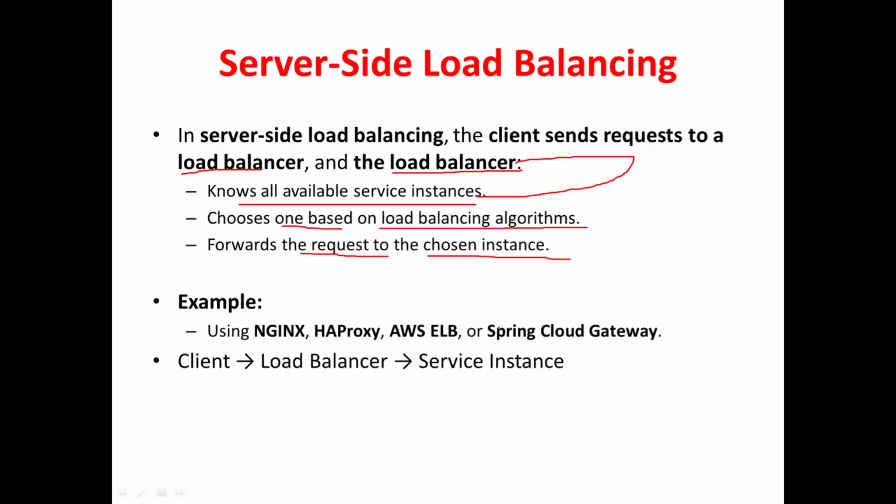To implement server side load balancing in a cloud environment, we have AWS ELB, which is the Elastic Load Balancer, one of the AWS services. HAProxy, Nginx, or Spring Cloud Gateway are all examples of server side load balancers. From the client you send the request to the load balancer, and from the load balancer it goes to the service instance. This is the flow for the server side load balancer.